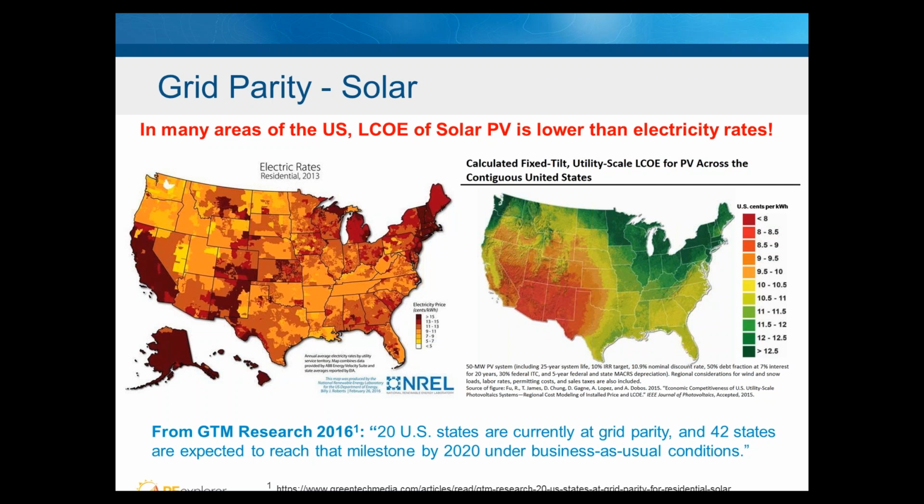And from GTM Research in 2016, it's showing that 20 United States are currently at grid parity. And by 2020, another 42 states are expected to reach that milestone as well, which we're talking about under business as usual conditions. So for more detail on this study, you can see the link below.